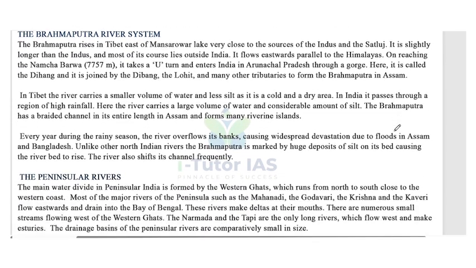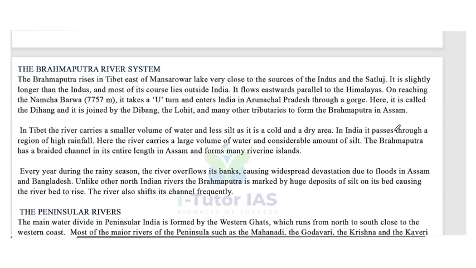Next one is the Brahmaputra river system. The Brahmaputra rises in Tibet, east of Mansarovar Lake, very close to the source of the Indus and the Sutlej. We discussed the Indus river system, and the Indus originates from Tibet near Mansarovar Lake. Same, the Brahmaputra also rises in Tibet east of Mansarovar Lake, and this is very close to the Indus and Sutlej system. It is slightly longer than the Indus.